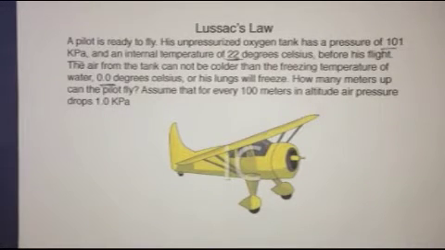Okay, so today we will be using Gay-Lussac's law. A pilot is ready to fly. His unpressurized oxygen tank has a pressure of 101 kPa and an internal temperature of 22 degrees Celsius before his flight. The air from the tank cannot be colder than the freezing temperature of water, 0 degrees Celsius, or his lungs will freeze. How many meters up can the pilot fly? Assume that for every 100 meters in altitude, air pressure drops 1 kPa.